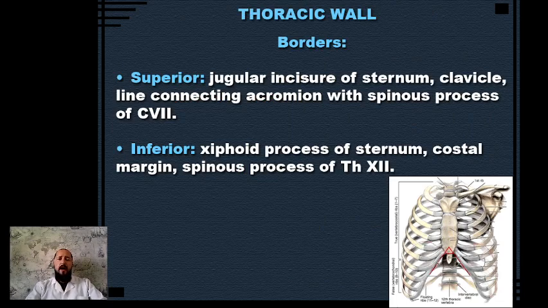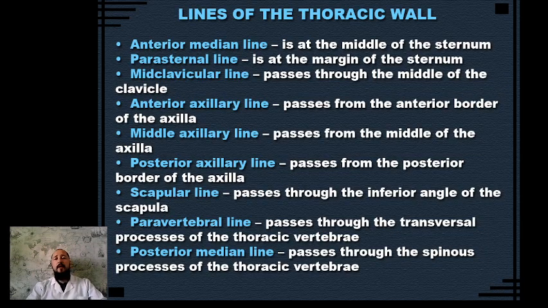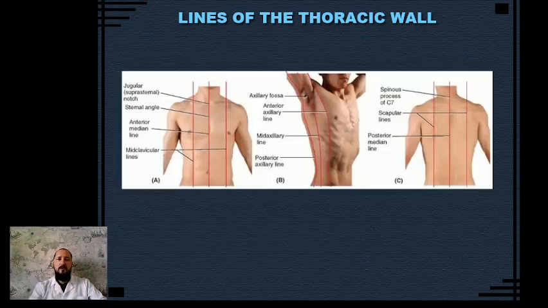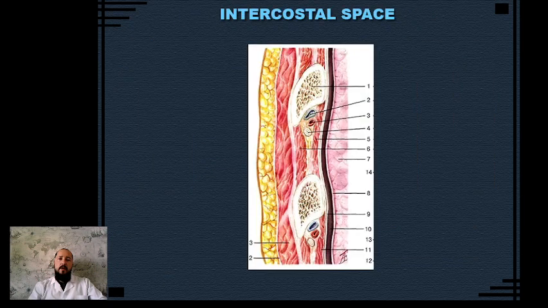I will not stop on the borders of the thoracic wall and on the lines of the thoracic wall. I suppose that you already know this from internal diseases, for example, the parasternal or mid-clavicular line. You should already know this. That's why let's speak about the main features of the thoracic wall and the practical meaning of it.